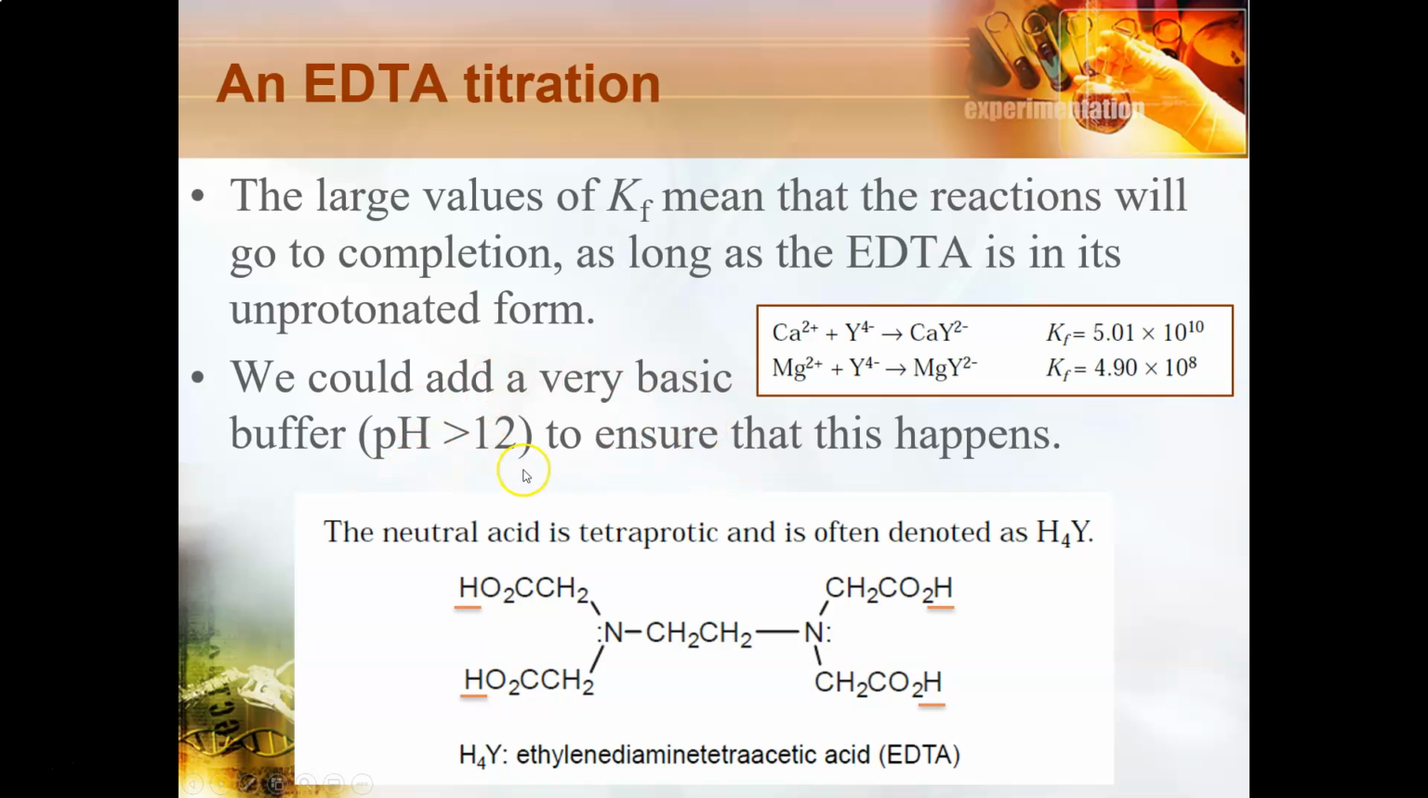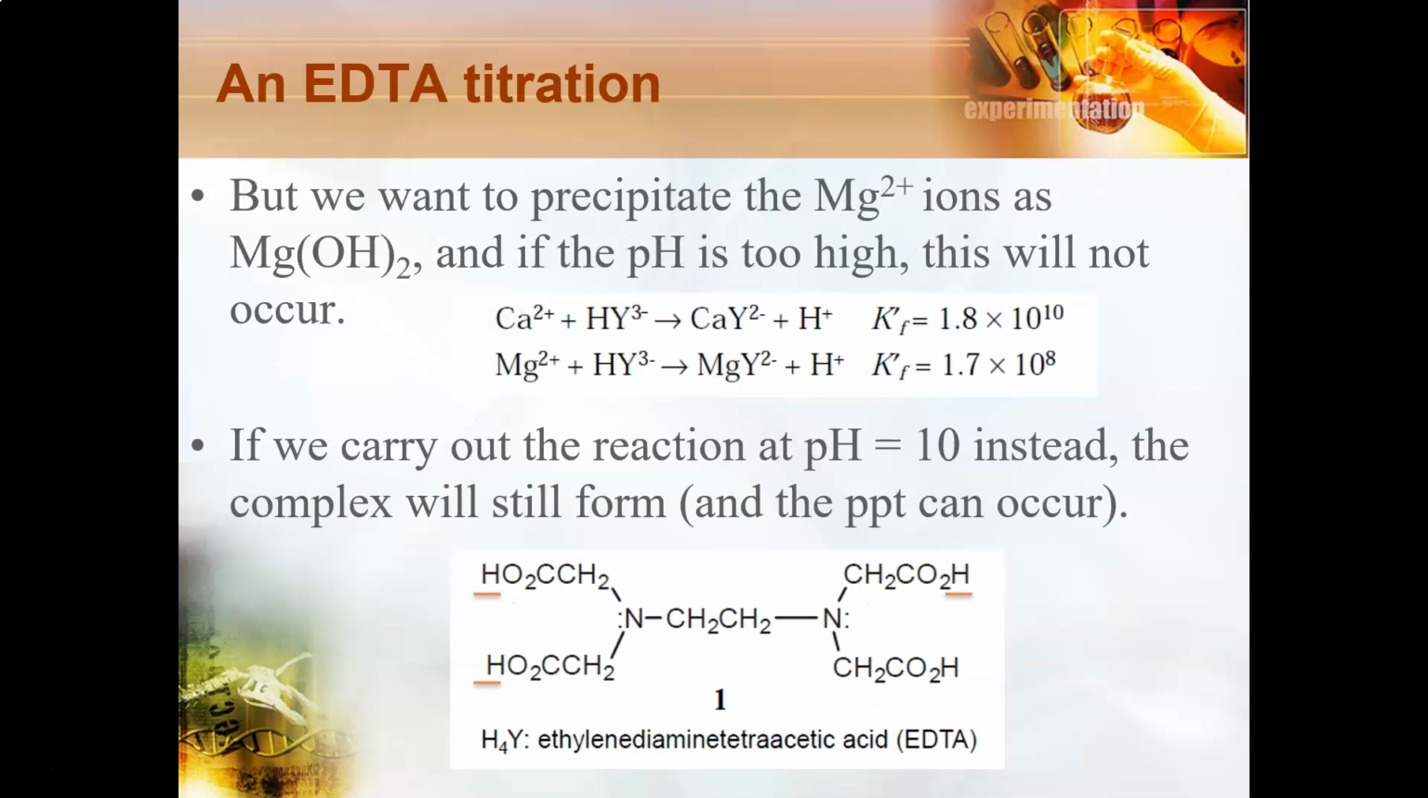So we could add a very basic buffer, pH greater than 12, and that will make sure that all of those protons have dissociated. But in this titration, in the second part, we want to precipitate magnesium ions as magnesium hydroxide. And we do that because we want to leave the calcium ions behind so that we can just determine the concentration of the calcium ions. But if the pH is too high, then that precipitation doesn't occur. So what we're going to do instead is we're going to carry out the reaction at a basic pH, yes, but not quite so basic.